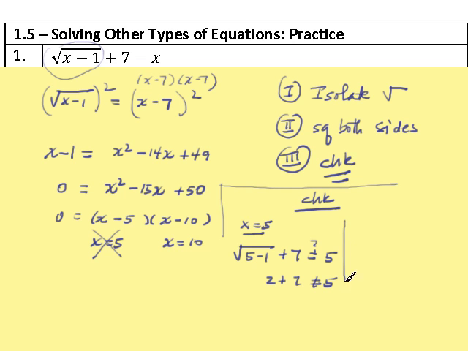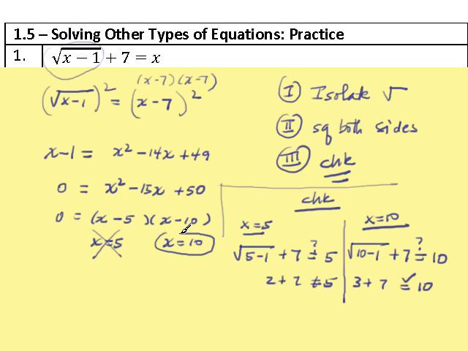All right, let's do x equals 10. So here we have the square root of 10 minus 1, plus 7 equal to 10. So this is square root of 9, that's 3. 3 plus 7 is equal to 10. So this one is a valid solution. So we have one solution, x equals 10.